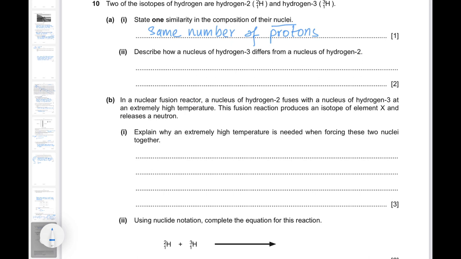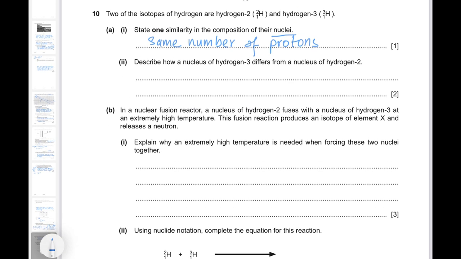2, describe how a nucleus of hydrogen 3 differs from a nucleus of hydrogen 2. Both of them have the same number of protons, and hydrogen 3 has 3 minus 1, which is 2 neutrons, and hydrogen 2 has only 1 neutron. So they differ in terms of the number of neutrons.